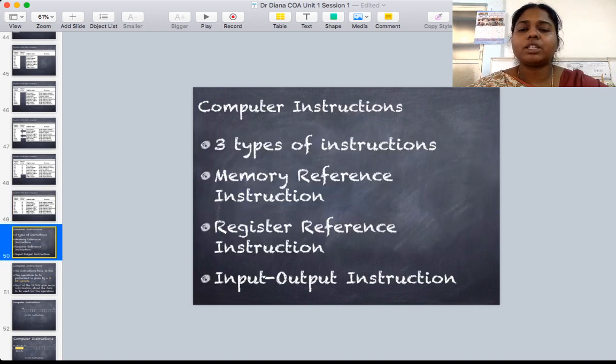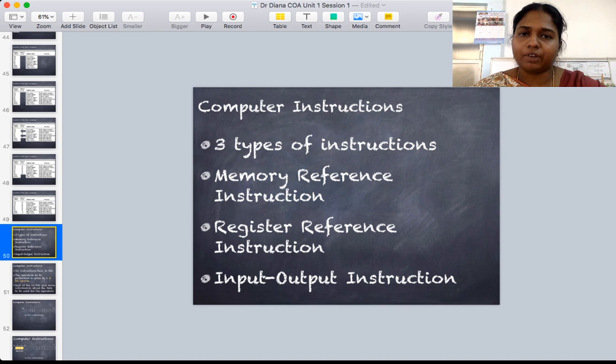So the computer has three basic types of instructions. The first one is the memory reference instruction. The second one is called a register reference instruction, and the third one is called the input output instruction. Now in the input output instruction, we are going to make use of the two 7-bit registers which are available in our architecture. The first thing we will see is the memory reference instruction.